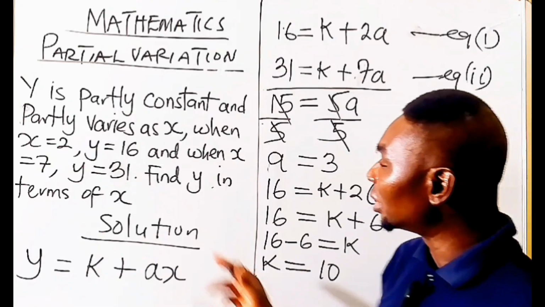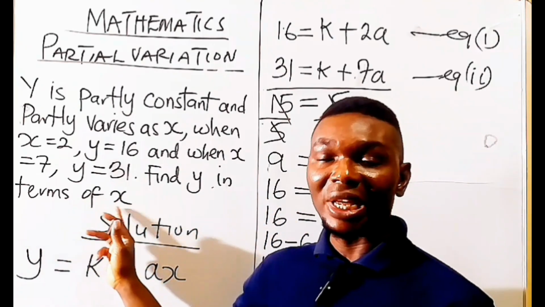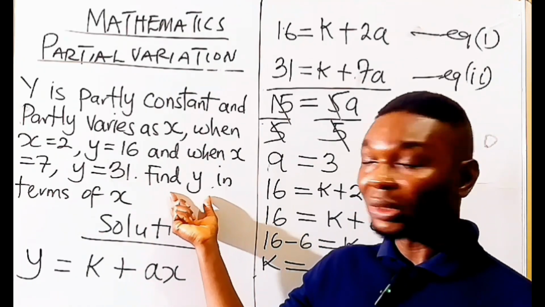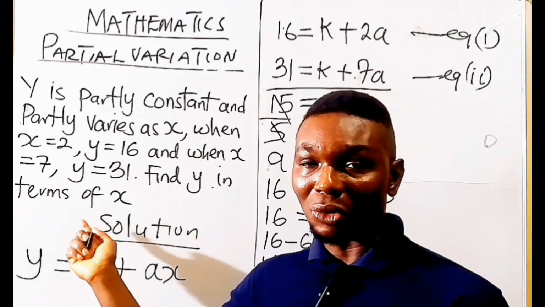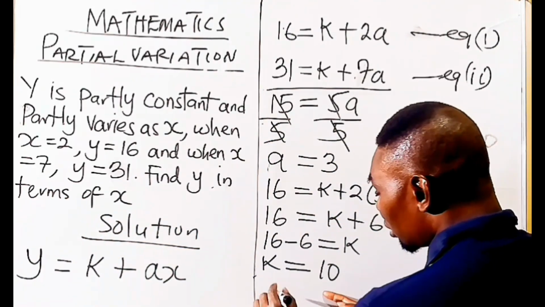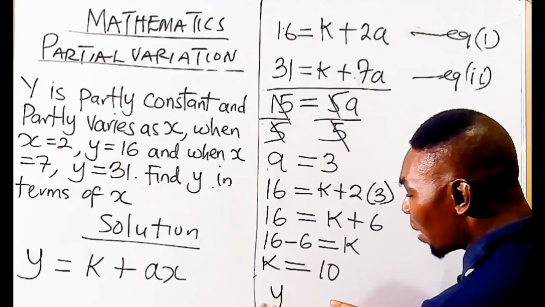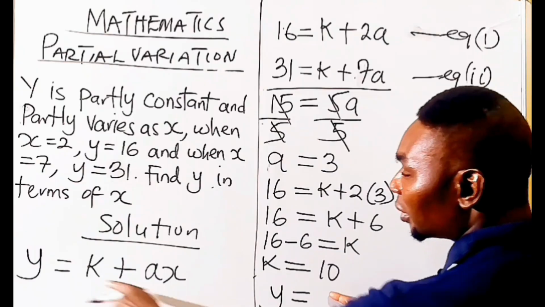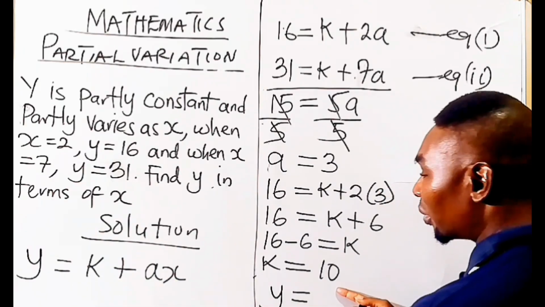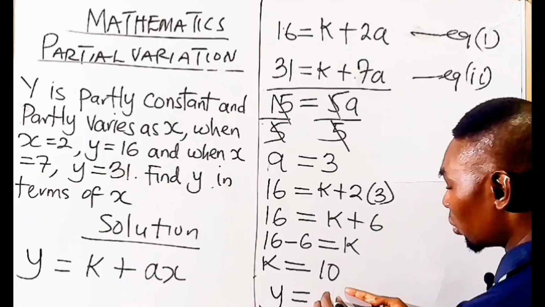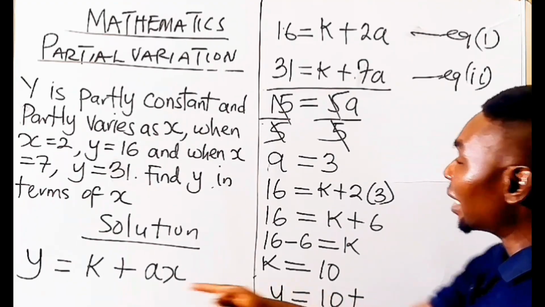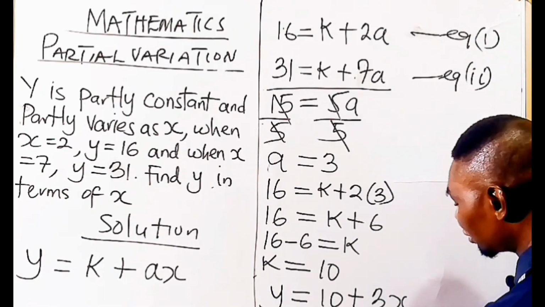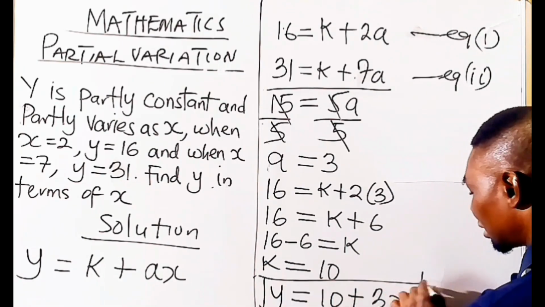Now, if k is equal to 10, the question says find y in terms of x. That is, it should make y the subject of the formula, to stand alone. That's why they say find y in terms of what? Of x. So y will appear first. So we'll have y is equal to, now from the beginning we have k. So our k already is 10. So we'll have 10 plus, what is our a? We'll get a as 3. We'll have 3x. So that gives us our final answer.